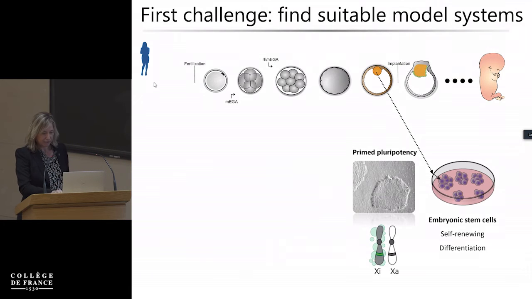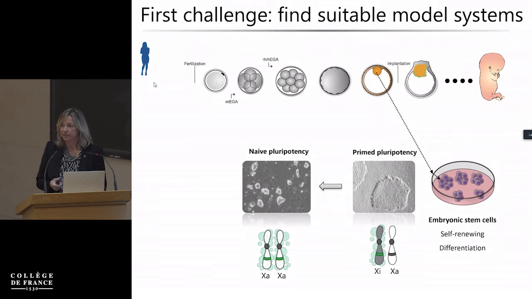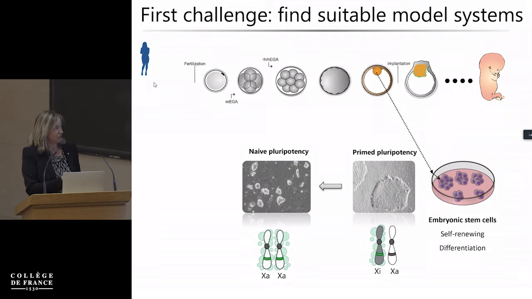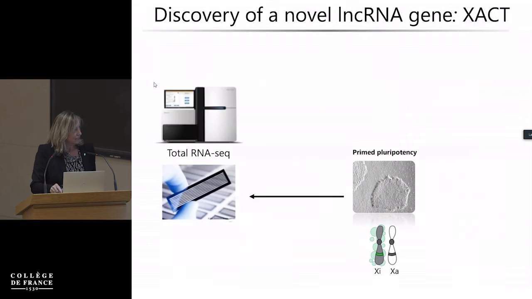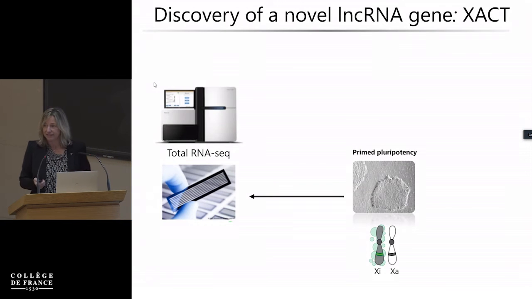And so recently, there have been numerous labs working on protocols to reset human embryonic stem cells into a naive pluripotent state, which would be resembling much more that of the pre-implantation embryo. And indeed, these protocols allow to get cells with two active X chromosomes, and I will discuss this a bit more later. So we started from this primed pluripotent stem cell, and we tried to understand whether we could identify new regulators of X chromosome inactivation in these cells.